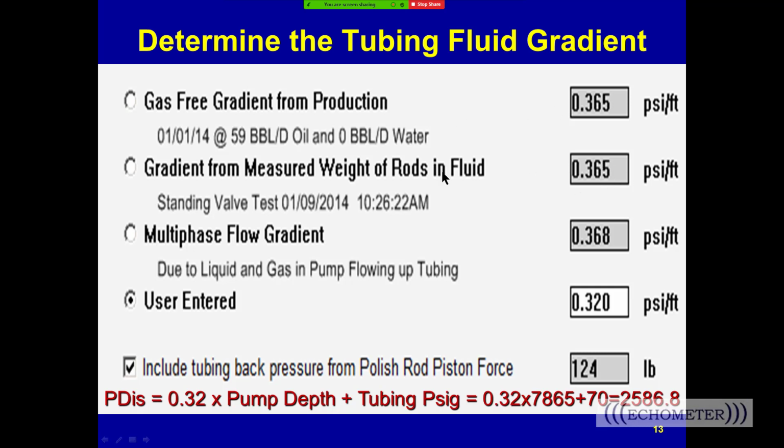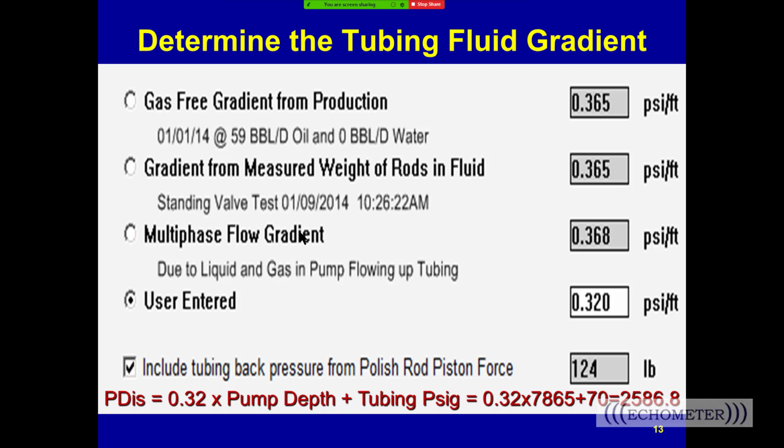Now, another thing that we can do is a valve test, and if the valve test is on the load cell, then we can very accurately weigh the weight of rods and fluid, and then we can calculate the tubing fluid gradient based on the weight of rods and fluid. But that assumes there's no mechanical friction acting on the rods, and any little change in mechanical friction will make this off.